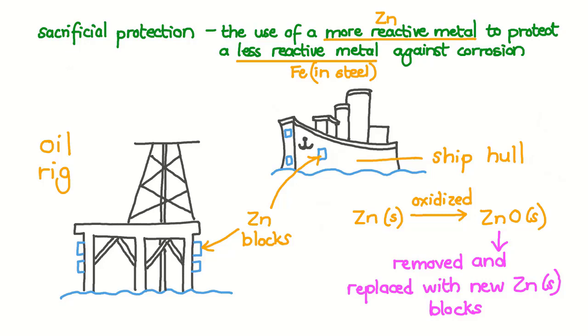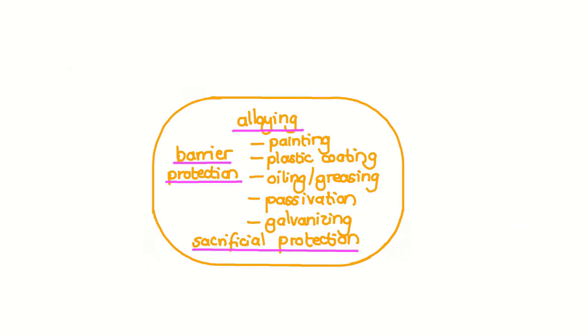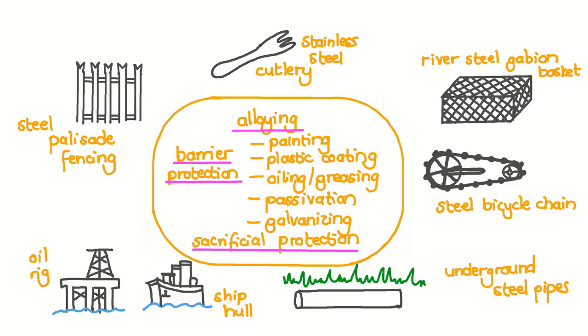Let's have a look at some suitable methods for preventing rusting in different applications. We've seen that alloying, barrier protection of different kinds, and sacrificial protection are the main ways of protecting a metal from corroding. Here are some specific real-life examples of where these protection methods are used. Stainless steel is an alloy, usually of iron, carbon, chromium, and nickel. The presence of chromium and nickel help prevent the iron from rusting. Cutlery and surgical equipment are purposefully made from alloys to prevent corrosion.